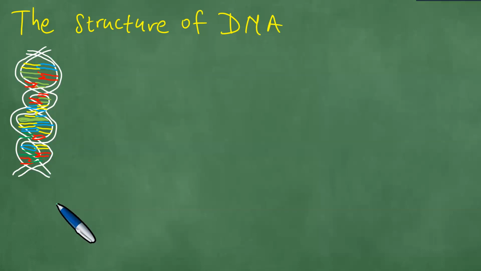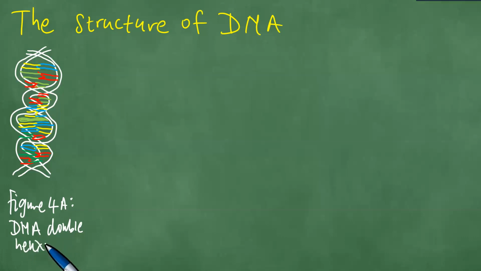But what are these things that are interlocking? Obviously, this is the structure of the DNA, which is like a double helix. Let's give it a name. We will call this figure 4A, and figure 4A is the DNA double helix.